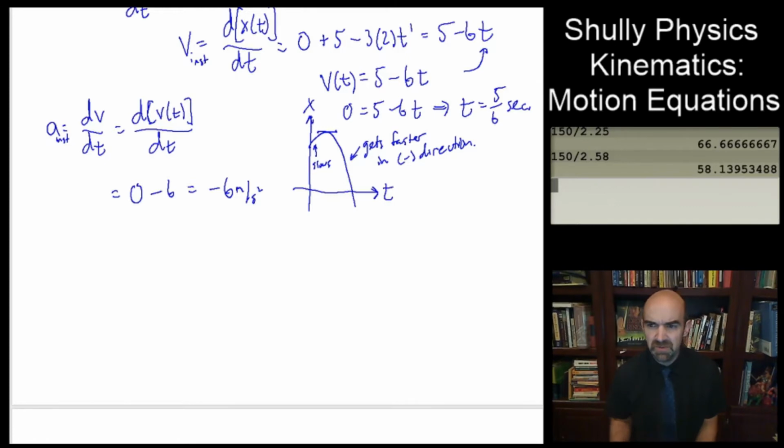But hey, what if you're starting with an acceleration? What if a of t is a function? What if it's 2t to start? What then would be the velocity and the displacement function? What would they look like?